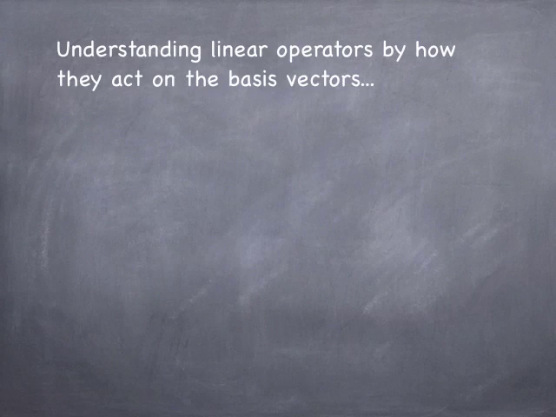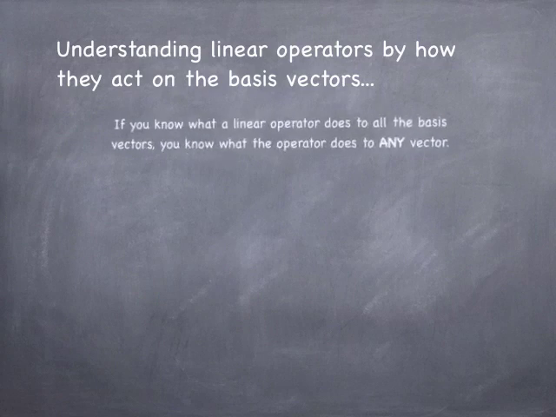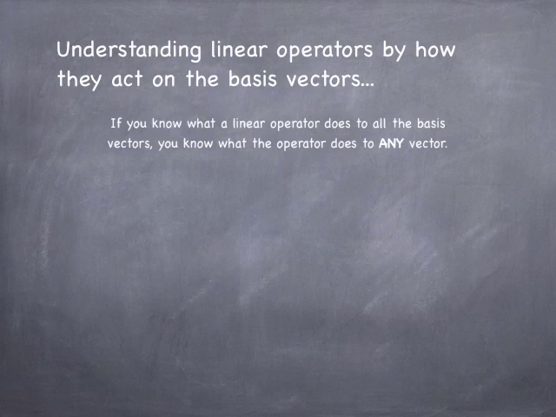So let's try to figure out what linear operators do by determining what happens when you act on an arbitrary basis vector with a linear operator. It turns out, if you know what a linear operator does on all the basis vectors, then you can figure out what the linear operator does to any vector at all. Because, of course, any vector is a superposition of basis vectors, and so you're done.